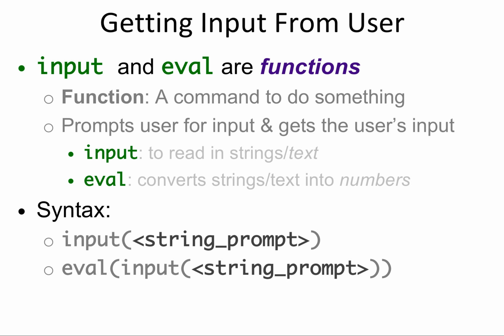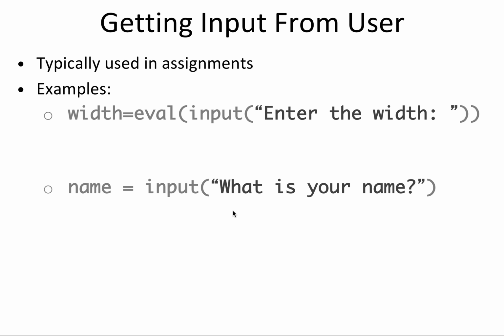When we get input from the user, we use input and eval. Input is a function that reads in strings or text, and eval converts the strings and text into numbers. The syntax of these functions is input, and inside the parentheses is a string prompt. If we're getting a number, we would put eval around it. Here are some example assignments. For example, we would say width equals eval(input("Enter the width")). That's when we're trying to get a number. If we just want to get a string, like a name, we would say name equals input("What is your name?")